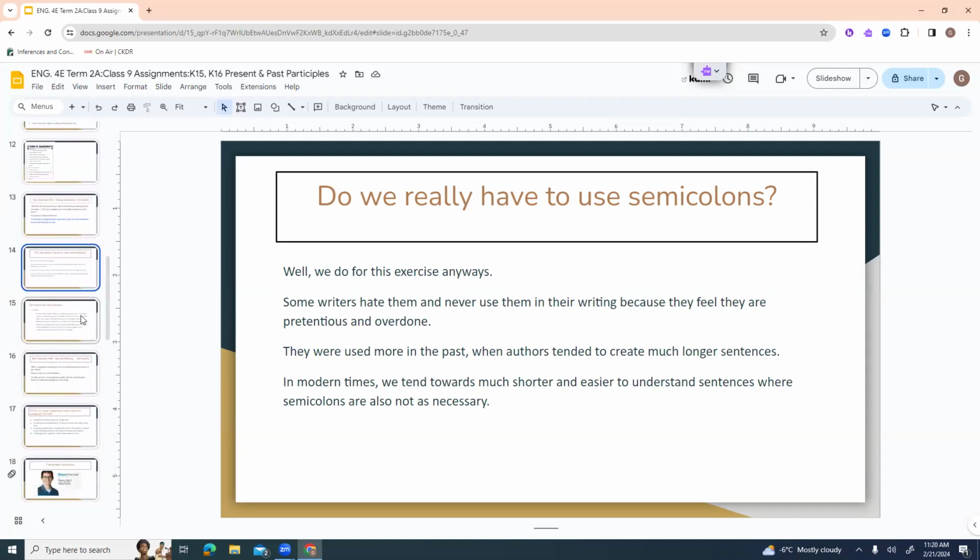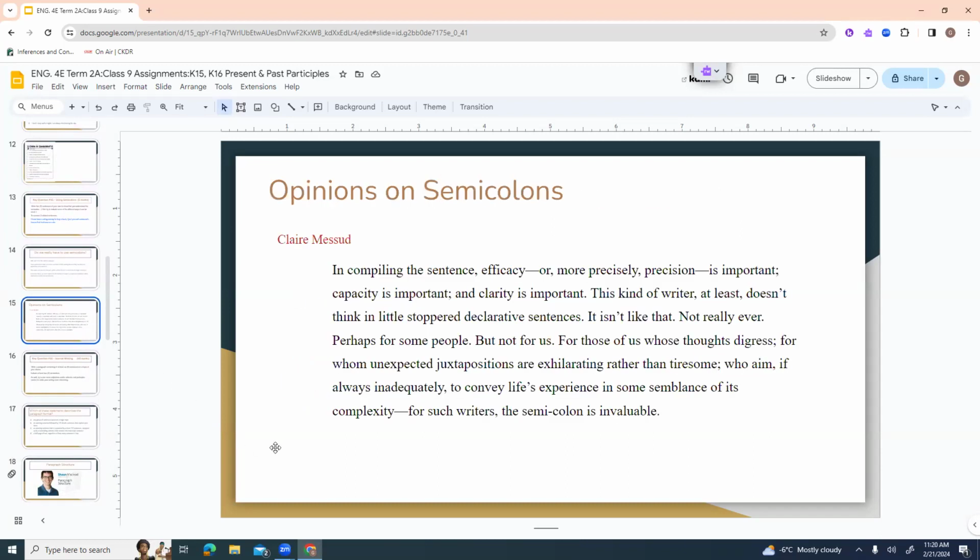I'm not sure. However, before we go on to the next one, I have one quote from somebody who quite likes them and then conveniently shows how to use them. I wanted to show you a professional one, not just my made up sentences. So this is from Claire Messud: "In compiling the sentence, efficiency, or more precisely, precision, is important; capacity is important; and clarity is important. This kind of writer, at least, doesn't think in little stoppered declarative sentences. It isn't like that."